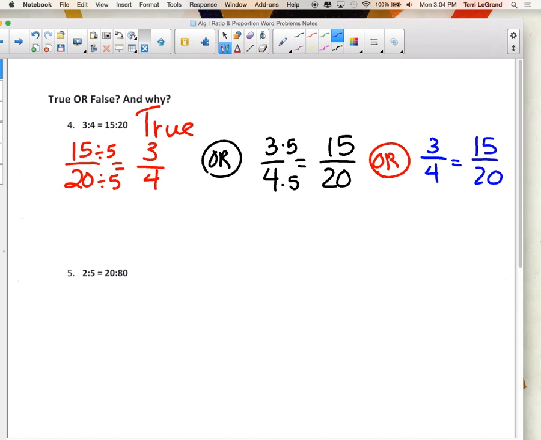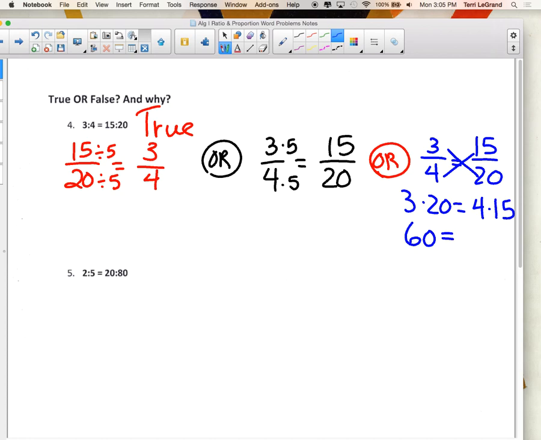And we did cross products, they should be equal to each other, right? So 3 times 20 should be equal to 4 times 15. What's 3 times 20? 60. What's 4 times 15? 60. You sure? Yes. Okay, convince me.